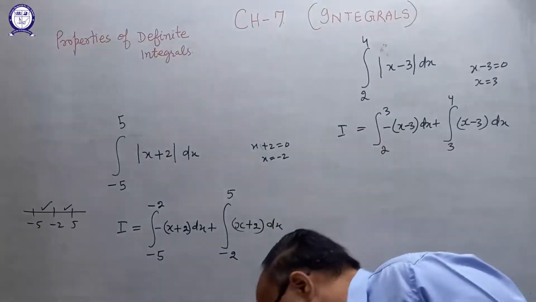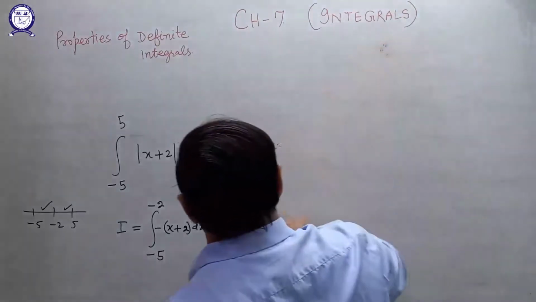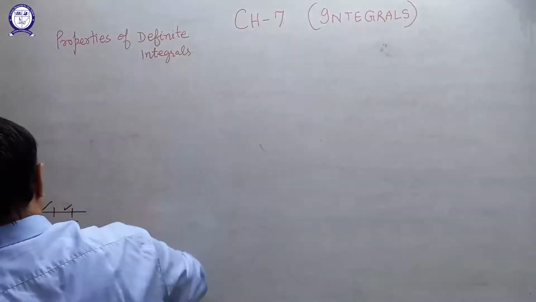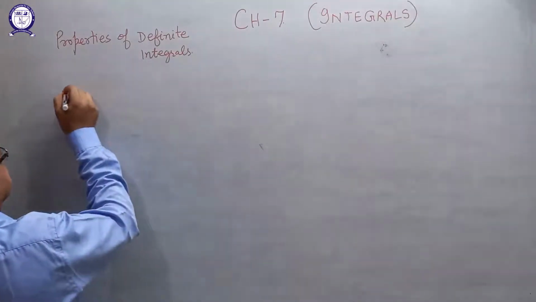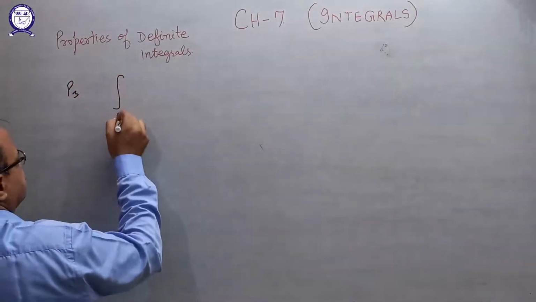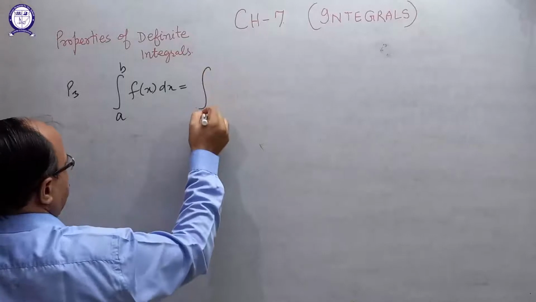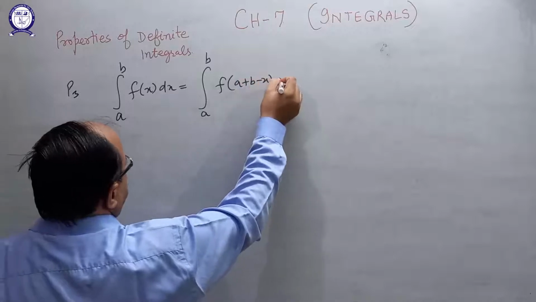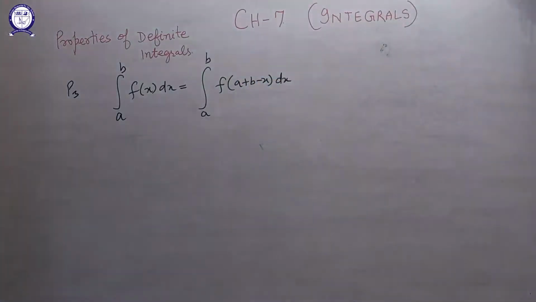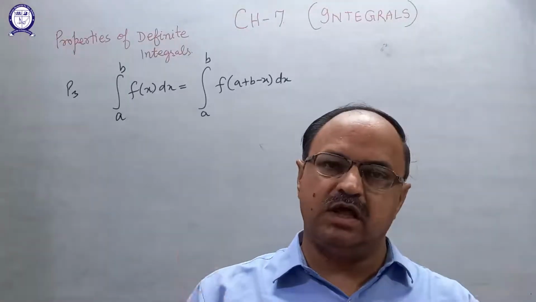Now, property number P3: integration a to b f of x dx equals integration a to b f of a plus b minus x dx. This is the property number P3. You can replace x by a plus b minus x. Right? You can also prove this property.